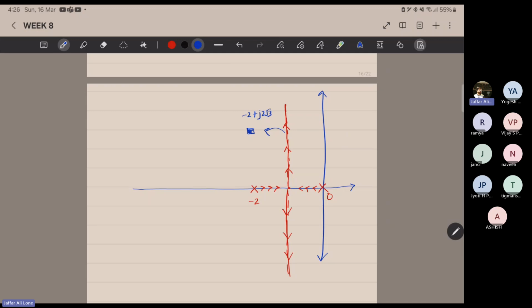Now we have to compensate. There is some angle deficiency because of which it's not lying on the root locus. So we will provide that angle deficiency such that my angle condition is satisfied. And when my angle condition is satisfied, this pole, -2 plus j2 root 3, will lie on the root locus, right? So in that case, we will design a lead compensator, right? So let's first do this.